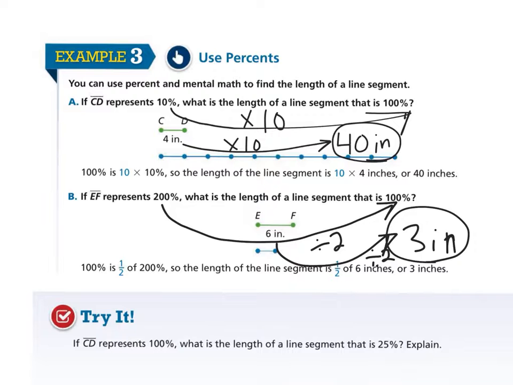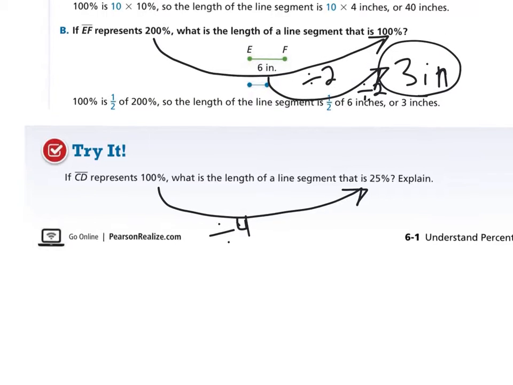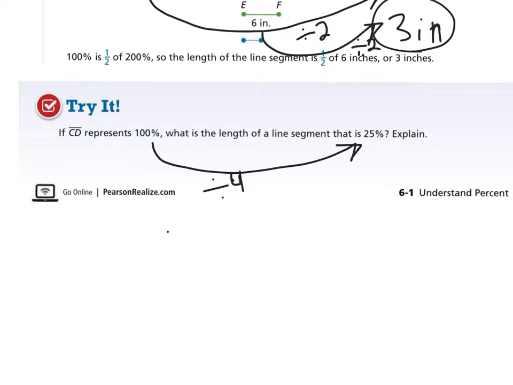So let's look at the try it. Segment CD represents 100%. What's the length of a line segment that is 25%? Again, we can figure out how we go from 100% to 25%. We would need to divide by 4 here. Segment CD, in that previous example, was 4 inches. So if we start with 4 inches and divide that by 4, that would be 1 inch.